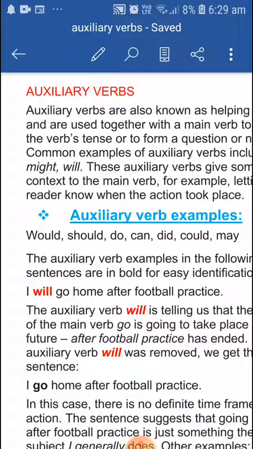You can see here the words written in bold letters, that are auxiliary verbs. Let us see the first sentence. I will go home after football practice. So, which is the verb here? Will. Actually, here will does not show any action. So, though the verb is used here, it does not signify the action verb, but it shows auxiliary verb. So, it is helping the main verb in order to show the action.